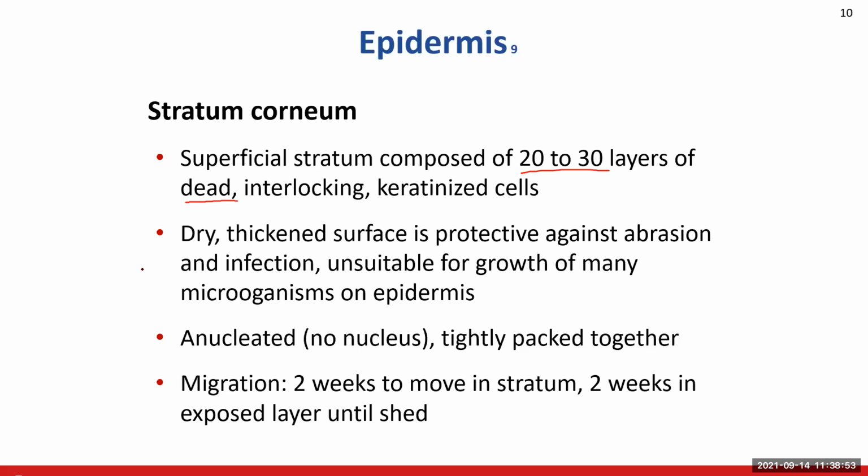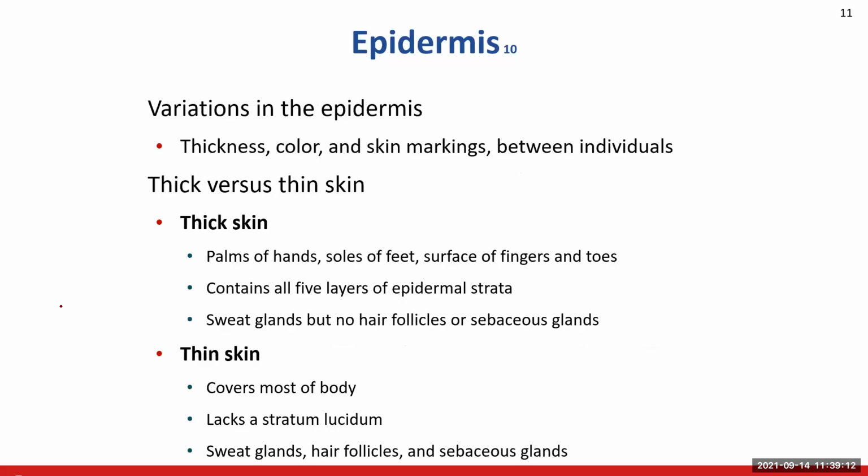All right, so roughly it takes about a month for cells to move through the integument. It takes 2 weeks for the cells to get from the stratum basale into the stratum corneum, and then roughly about 2 weeks they'll spend in the stratum corneum. So roughly about a month for your skin to turn over. So there's a couple different variations that we're going to see in the epidermis. We're going to talk about those now. There's thickness, color, and then skin markings.